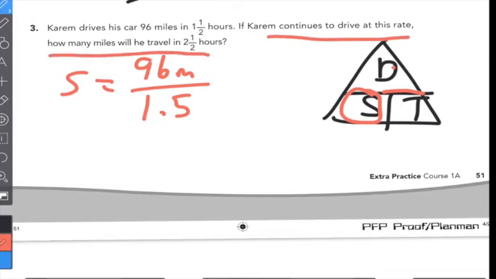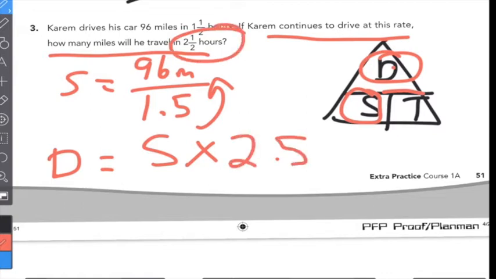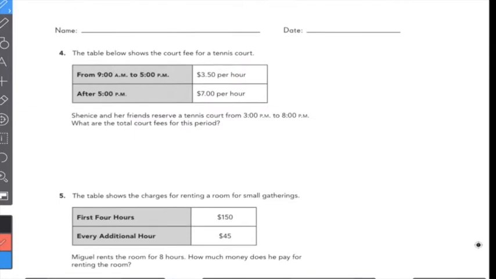Whatever that equals, that's going to help you then for the next problem. So it says then how many miles. So miles is distance. That distance will equal whatever our speed is from the previous part, multiplied by our time, and our time is 2.5. And that's going to give you how far he traveled, which you would label in miles. Okay, let's move on. That's from the other one.